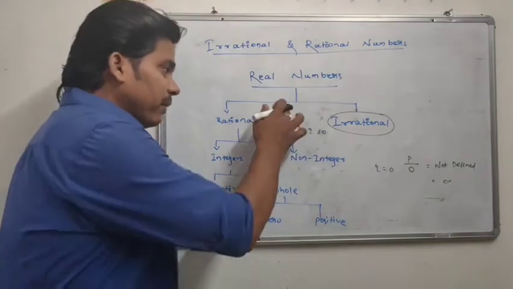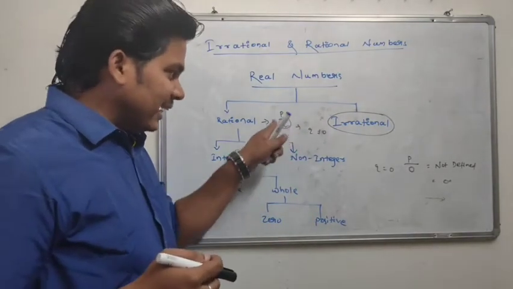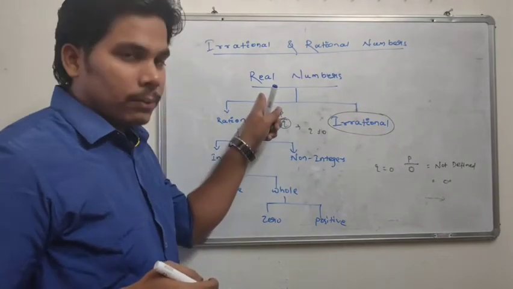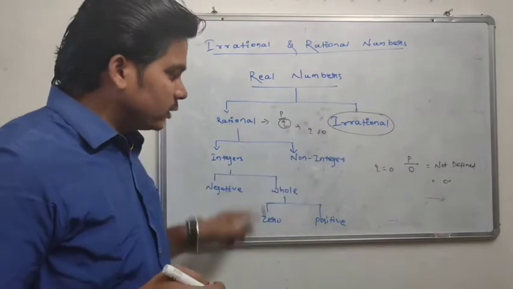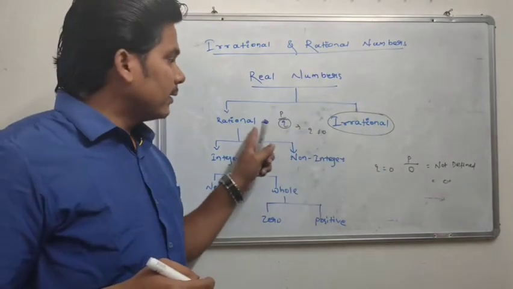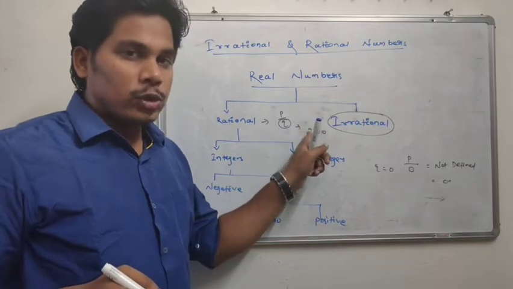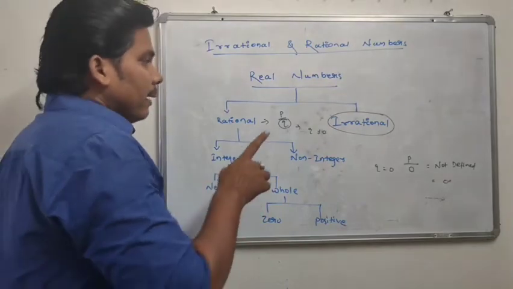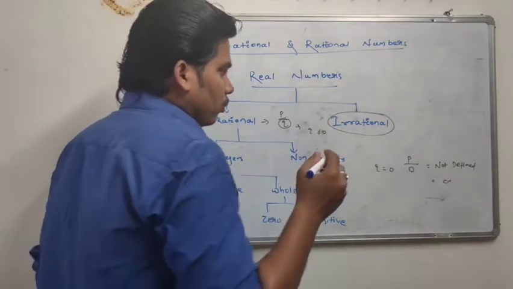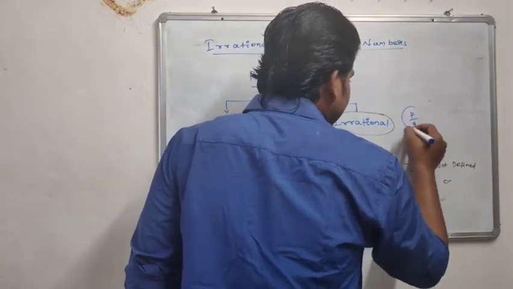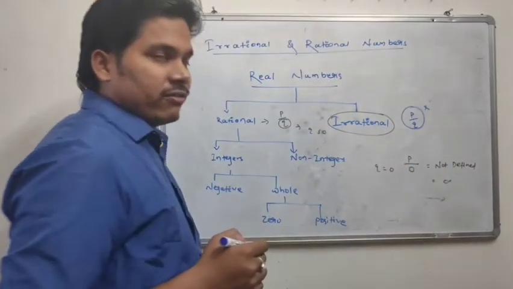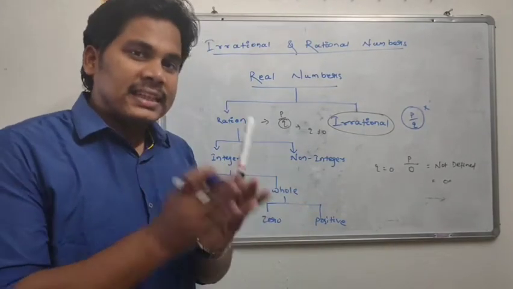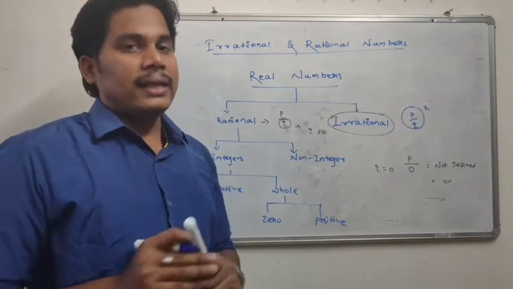And what if p is 0? If p is 0, the entire fraction will be 0, and this will be in the real number part only. But infinity is nowhere mentioned here. That's why for a rational number q should not be 0, and simply we can say p by q, where q is not equal to 0. And an irrational number is one we cannot express in the form of p by q, where q is not equal to 0. This is the basic difference between rational and irrational numbers.